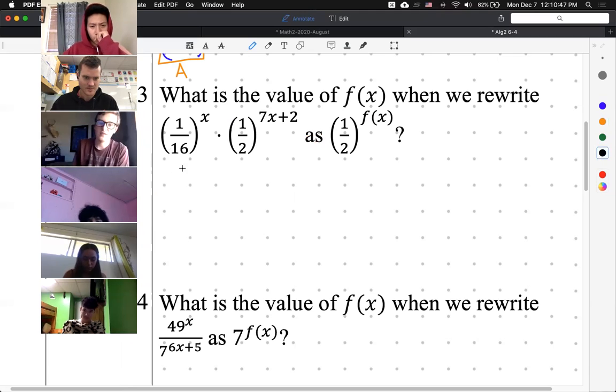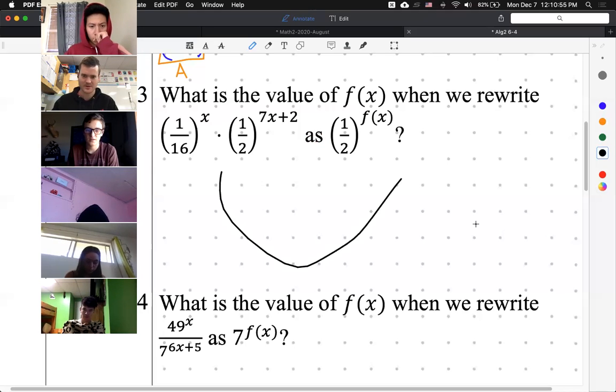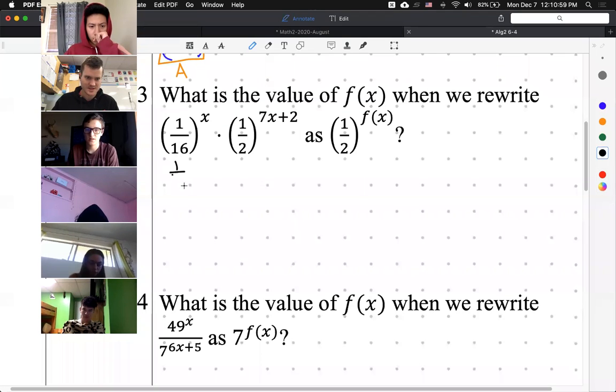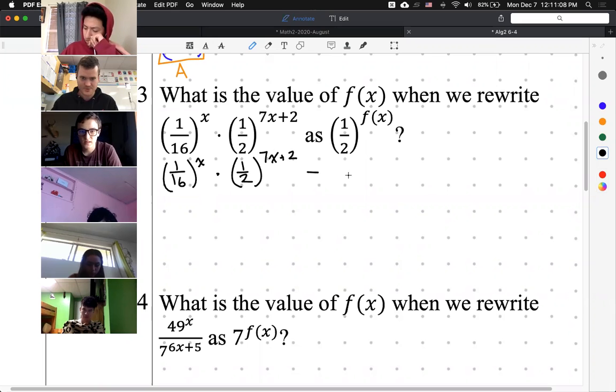Let's do it. So, all right. And there's going to be a lot of steps. So if you have my notes with you, you might want to start squeezing them in. I think I'm going to go down and then back up. So 1/16 to the power of x times 1/2 to the power of 7x plus 2 is going to be equal to 1/2 to the power of, I kind of am tired of writing f of x, maybe question mark. Question mark is what we're really trying to solve for.